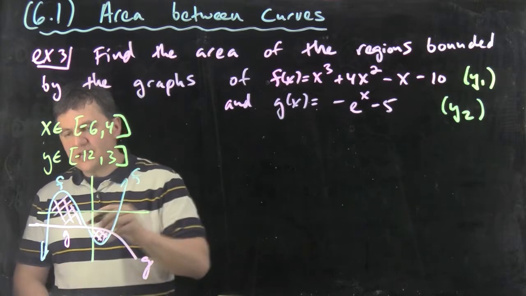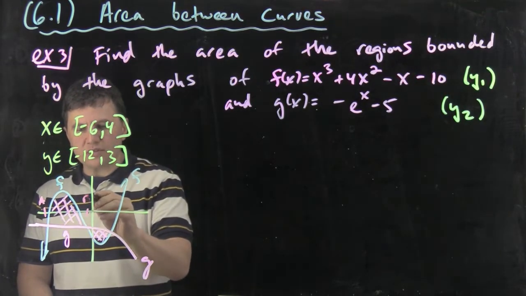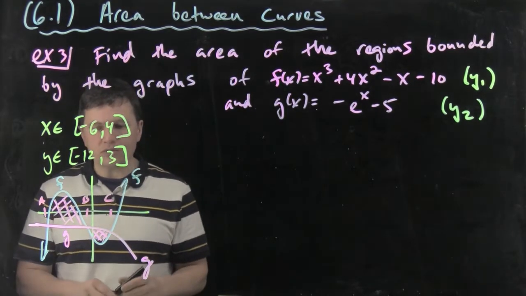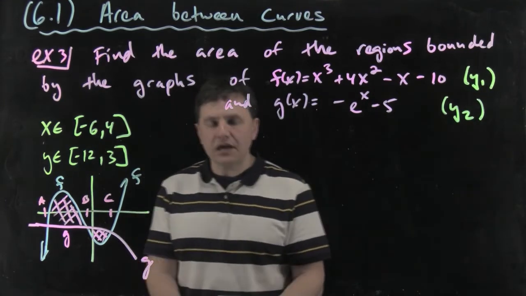I'm going to store these as A. This intersection I'm going to store as B. And this intersection here I'm going to store as C. So we're going to figure out what those are. Okay, so let me walk you through this again if you forget.